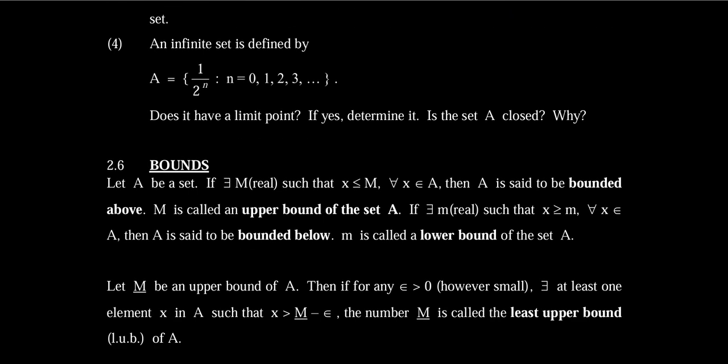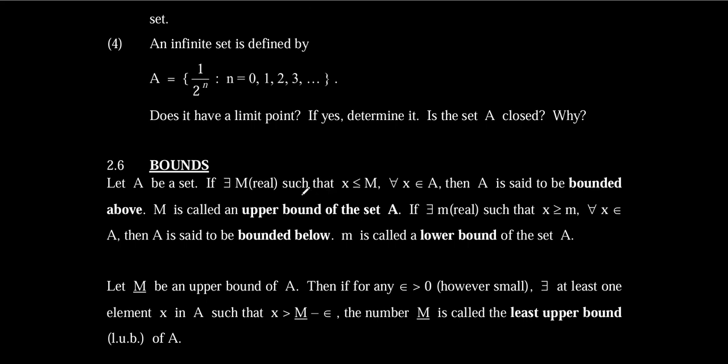Now let A be a set. If there exists a real number m such that x is less than or equal to m for every x which is a member of A, then A is said to be bounded above. Right. These are mathematical statements. They usually sound funny, but they're actually simple to understand.